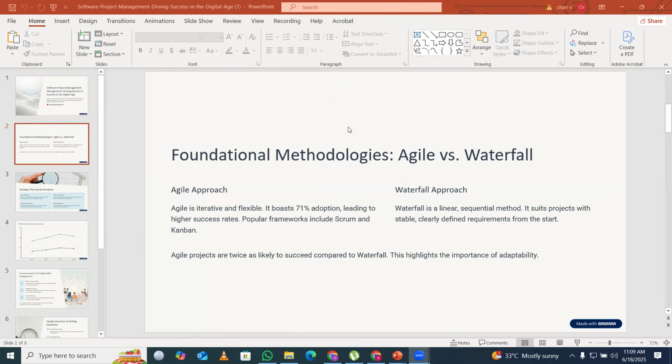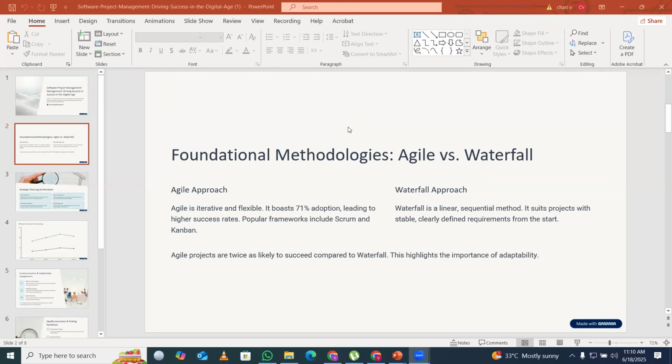Among that, we have a few things like the fundamental methodologies. In this, let us discuss the agile versus waterfall model. In the agile approach, it is an iterative process that is flexible for adapting and leads to a higher success rate in developing projects. And it is a framework where we use different kinds of frameworks for developing the projects.